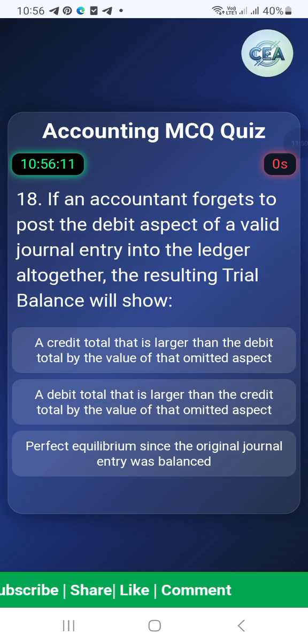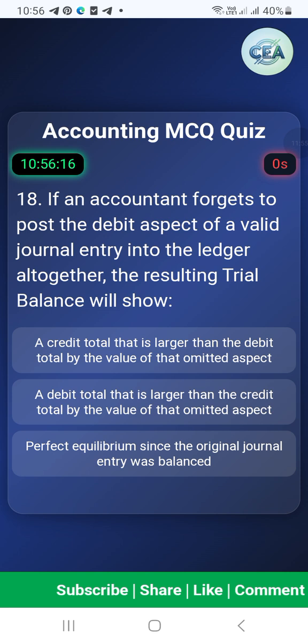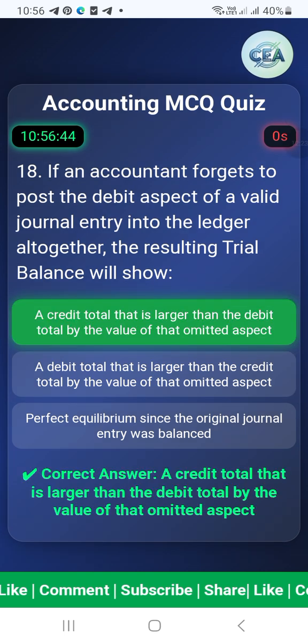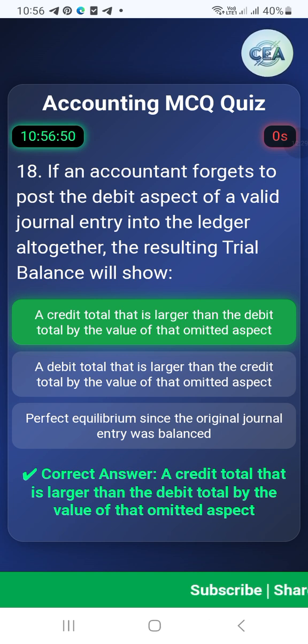18. If an accountant forgets to post the debit aspect of a valid journal entry into the ledger altogether, the resulting trial balance will show: Option 1. A credit total that is larger than the debit total by the value of that omitted aspect. Option 2. A debit total that is larger than the credit total by the value of that omitted aspect. Option 3. Perfect equilibrium since the original journal entry was balanced. Correct answer is a credit total that is larger than the debit total by the value of that omitted aspect.